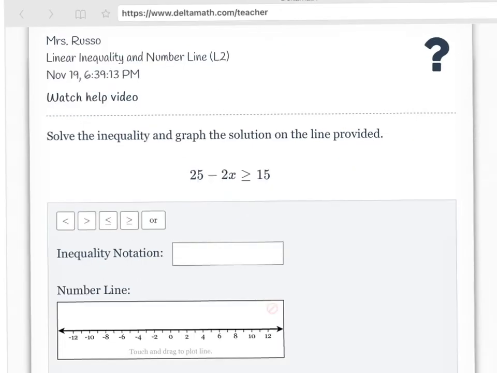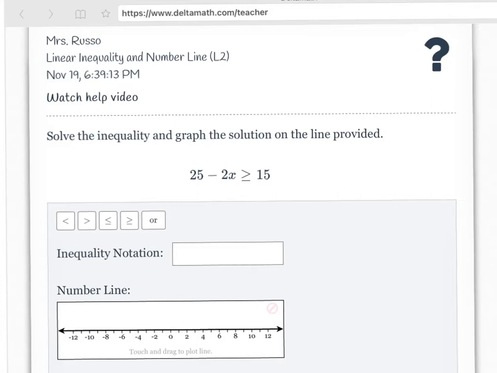Okay, the second type of problem is solving these inequalities, including that huge step that we learned yesterday. So let's watch what happens here. We're solving 25 minus 2x is greater than or equal to 15. So to solve that, I would subtract 25 from both sides. That gives me negative 2x is greater than or equal to negative 10.